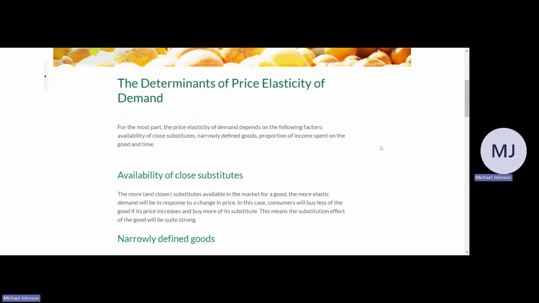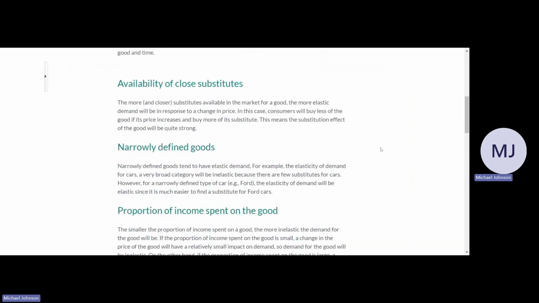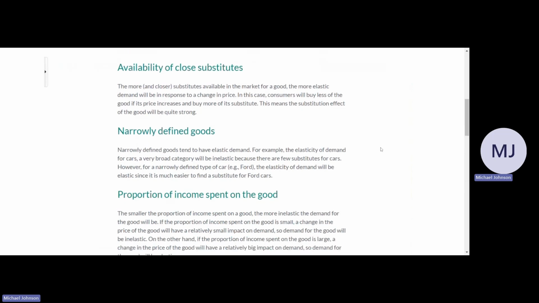What determines the price elasticity of demand? So price elasticity of demand is dependent on availability of close substitutes, narrowly defined goods, proportion of income spent on the good, and time. So availability of close substitutes: the more and closer substitutes available in the market for a good, the more elastic demand will be in response to a change in price. In this case, consumers will buy less of the good if its price increases and buy more of its substitute. This means the substitution effect of the good will be quite strong.